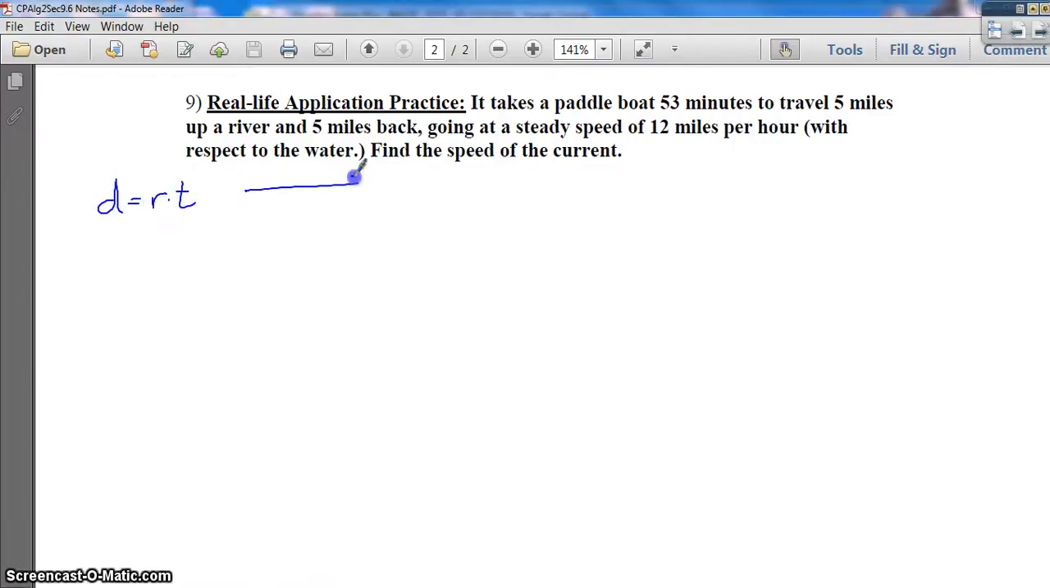Okay, you're going upstream and you're going downstream. So one way you're going to have the current, one way you're not going to have the current. It takes 53 minutes. It's 5 miles up, so you know the distance is 5, and 5 miles back. So both these D's are 5 miles.